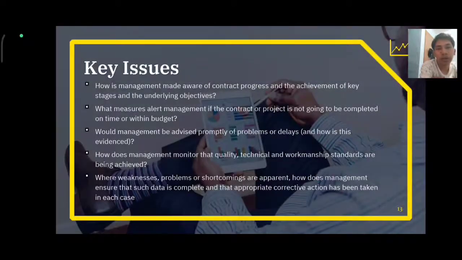Then, these are the key issues, which is... I just chose five key issues under performance monitoring. The first is how is management made aware of contract progress and achievement of key stages and underlying objectives. Then, next is what measures alert management if the contract or project is not going to be completed on time or within budget.